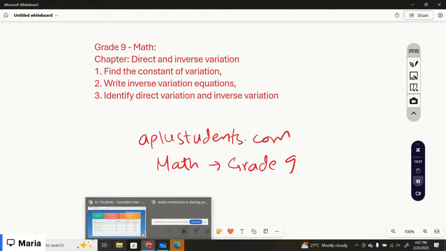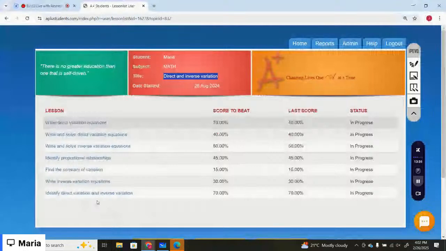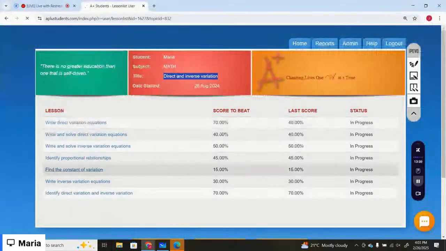Here I'm on grade 9 math. We are on right now is direct and inverse variation. Let's just start with this, and that is find the constant of variation.